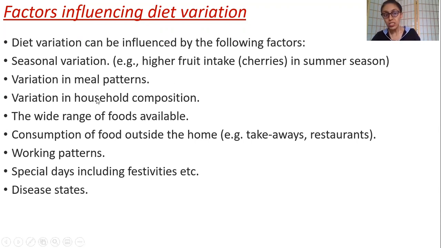Then variation in household consumption, availability of food, the range of food which is available, accessibility, affordability, also consumption of foods outside home, working patterns, festivities, and the disease state that the individual may be experiencing. So many factors determine individual variation.